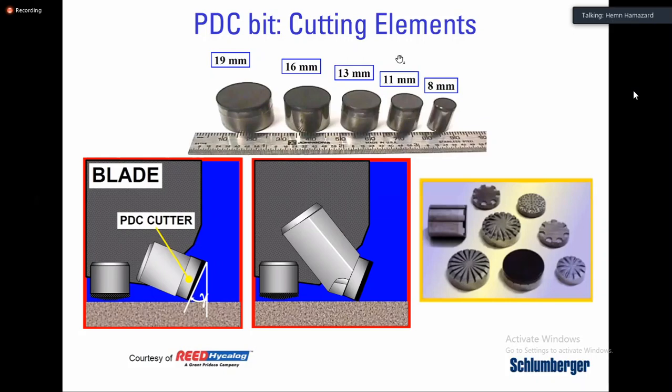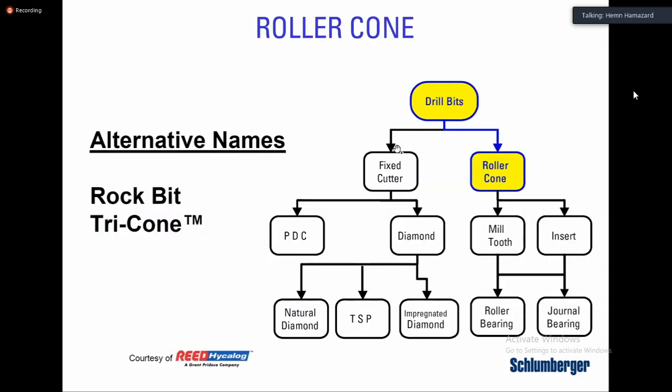The roller cone bits, and here you have some alternative names. They are also called rock bits, Tricon bits. These bits nowadays are mainly used for clean out runs. That means just for hole conditioning, not mainly for drilling. And it's cheaper than the PDC bits, and it also creates less torque and drag while drilling.